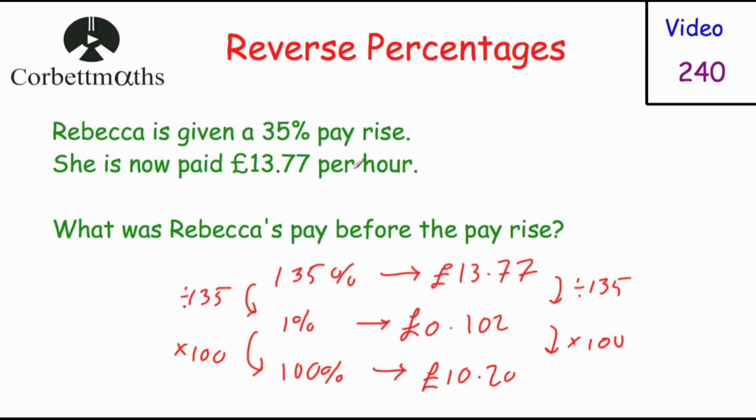Now there is another way to do this, and in the M2 video I went through a topic called multipliers, and to increase by 35% we use a multiplier of, we multiply by 1.35.